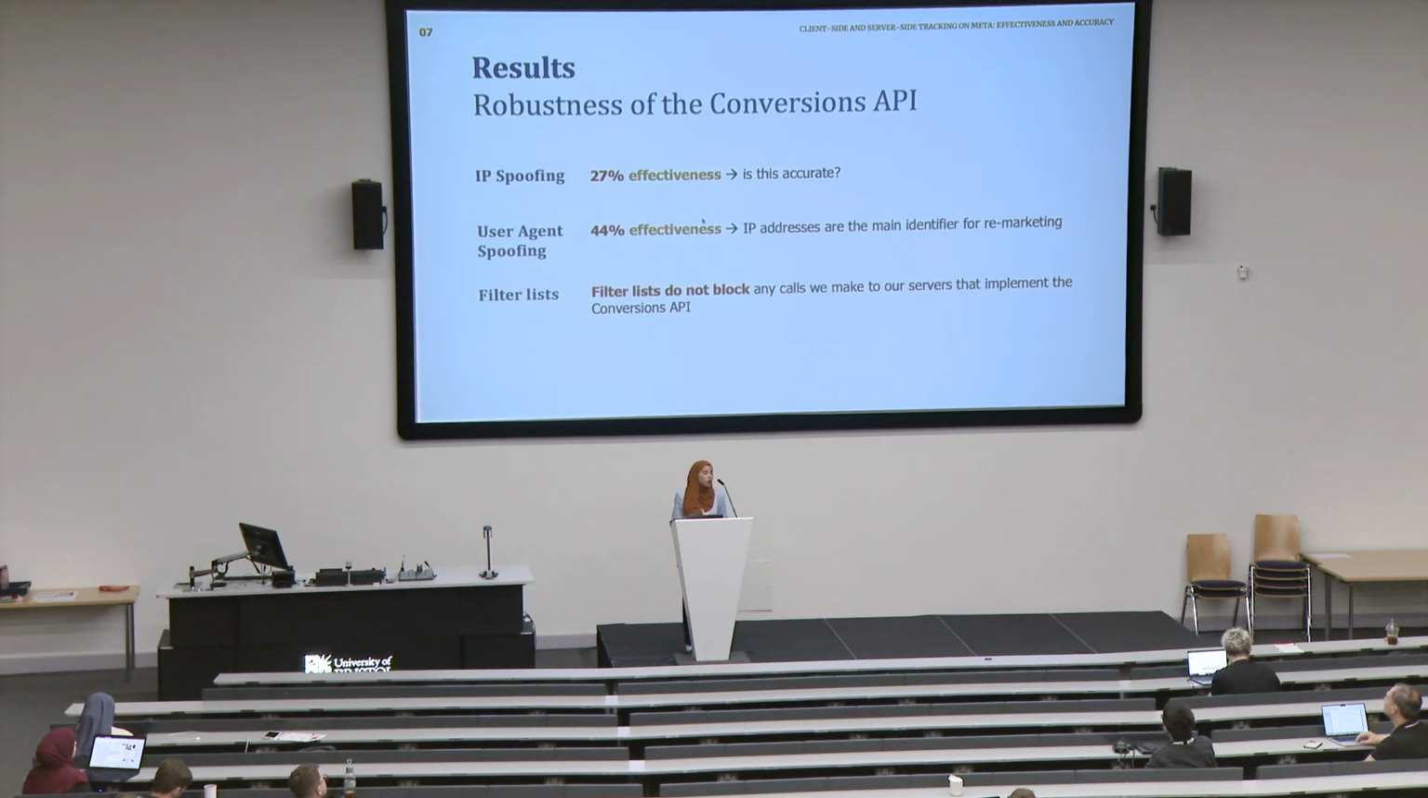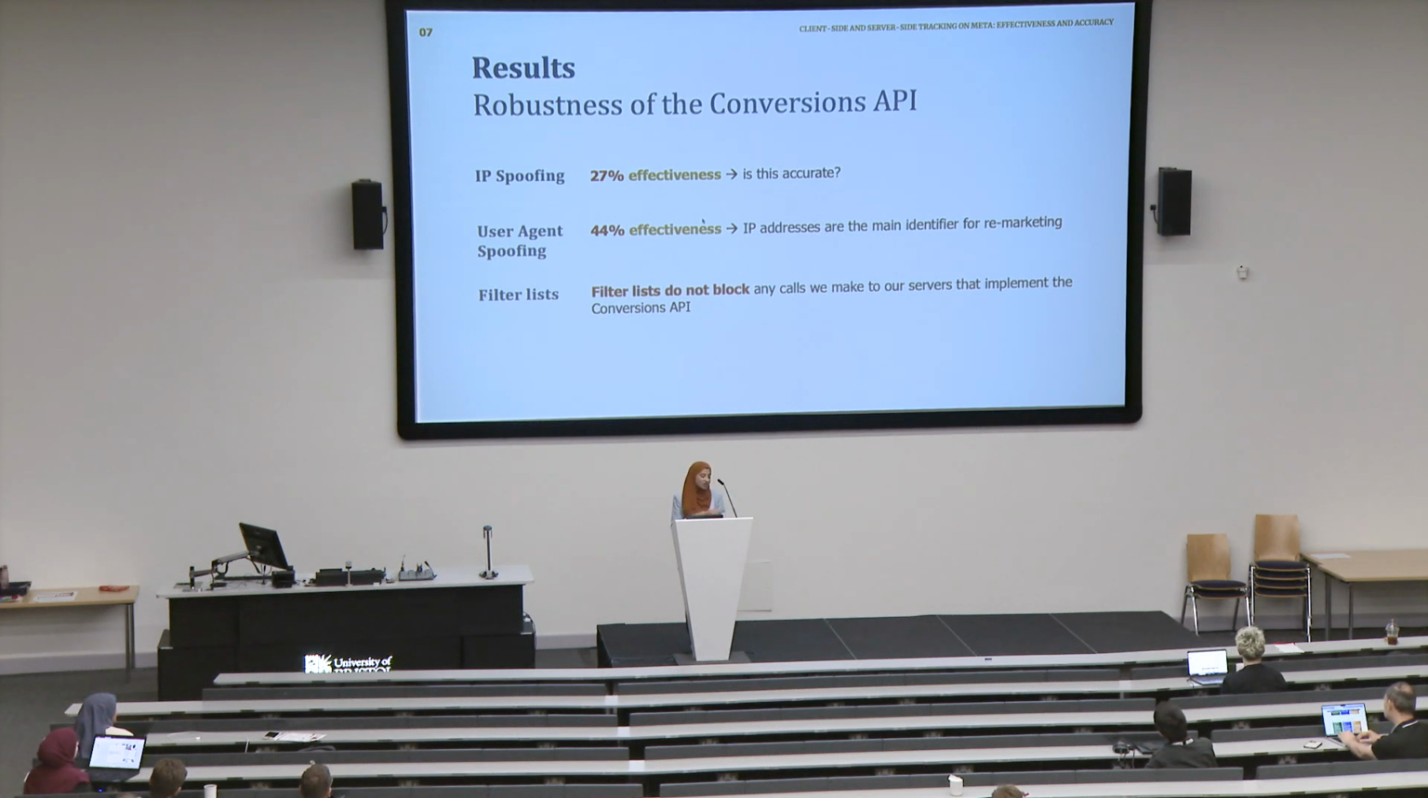For robustness, we first tested IP spoofing. We specifically tested VPN-linked IP addresses. The effectiveness dropped to 27%, but for us it was still a weird, or peculiar, result. You would expect that a VPN-linked IP address is being used by hundreds, if not thousands, of users online. So really, it shouldn't be linked to a unique social media profile. So this tells us, okay, maybe the Conversions API isn't really that accurate in matching website visitors.